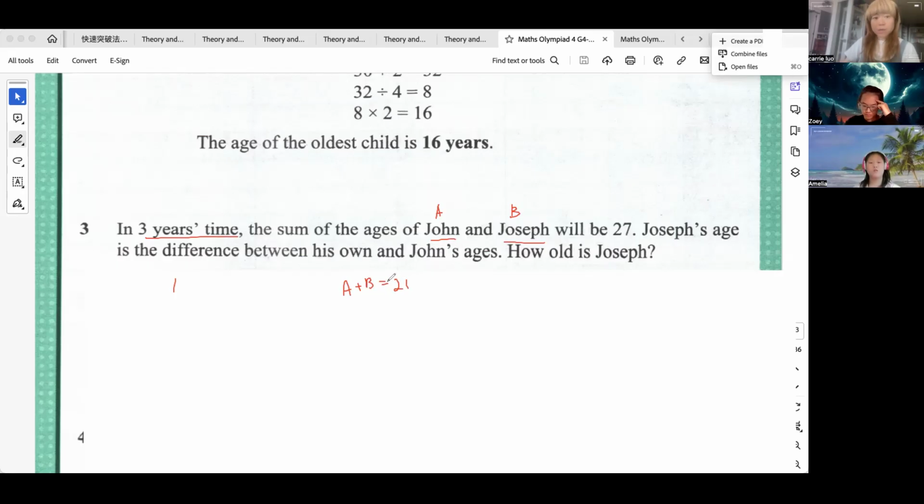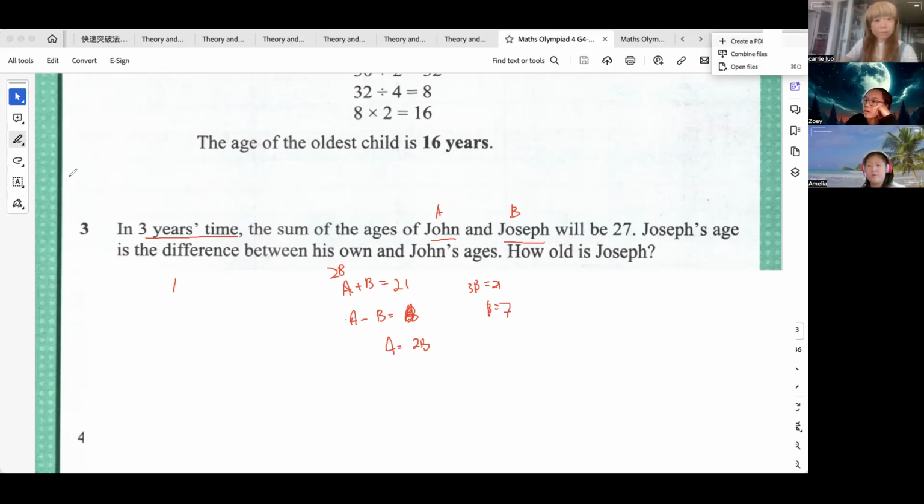24 is not right. Joseph's age is the difference between his own and John's age. What does it mean? That means John minus Joseph equals Joseph. So that means John equals 2 Joseph, right? Okay, so you can just replace it. So 3 Joseph equals 21. So Joseph equals what? 7 years old.